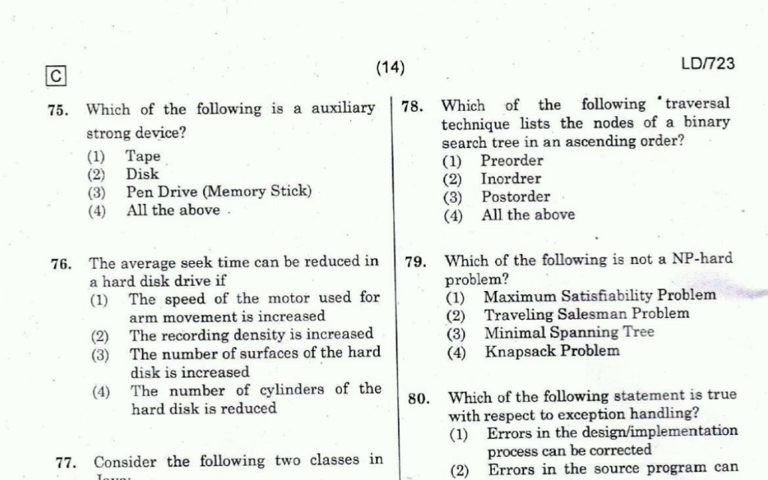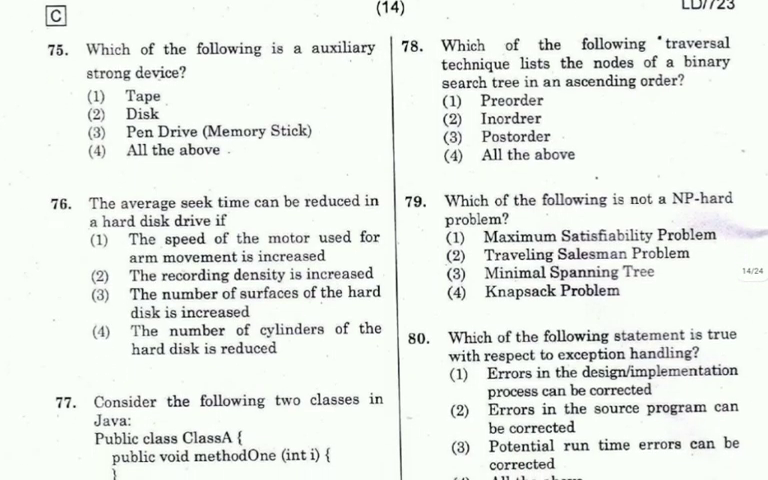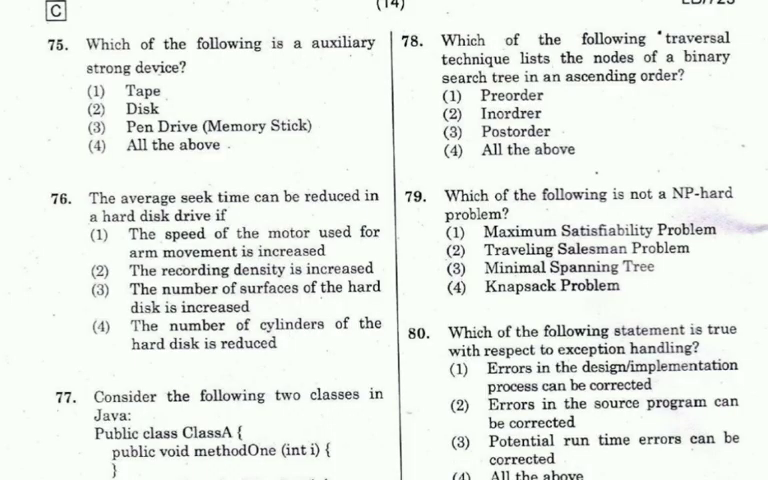Next, which of the following is not an NP-hard problem? NP-hard problems are computational problems for which no known polynomial time solution exists. The traveling salesperson problem and knapsack are NP-hard. Minimal spanning tree is solvable in polynomial time using Kruskal's or Prim's algorithm. So minimal spanning tree is the correct answer, which is not an NP-hard problem.